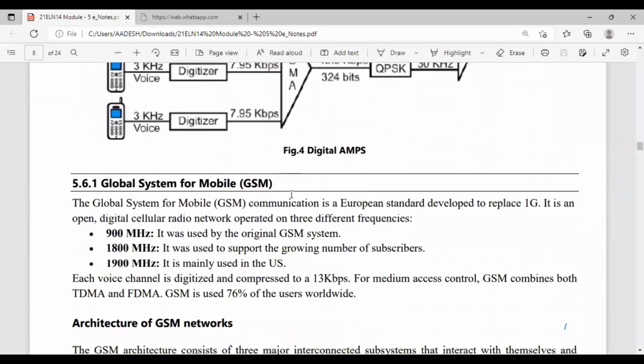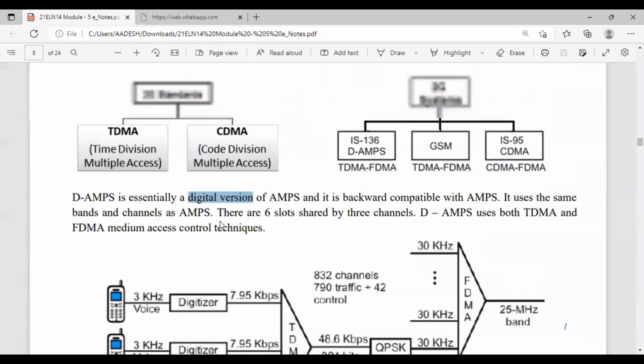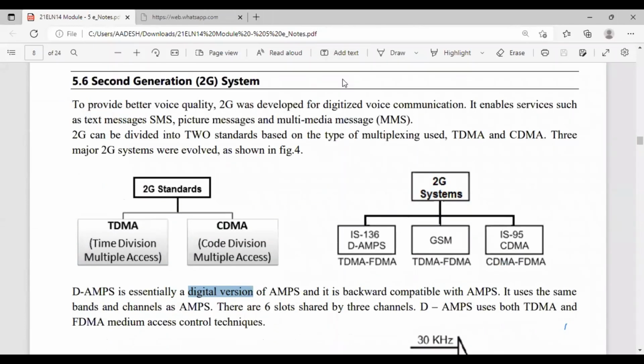Coming to GSM. We can see here in 2G systems, we have GSM as well, along with GSM, IS-95 CDMA, and IS-136 DAMS. This is used in some part of the world, this is in some other part of the world, and this is in the rest of the world.